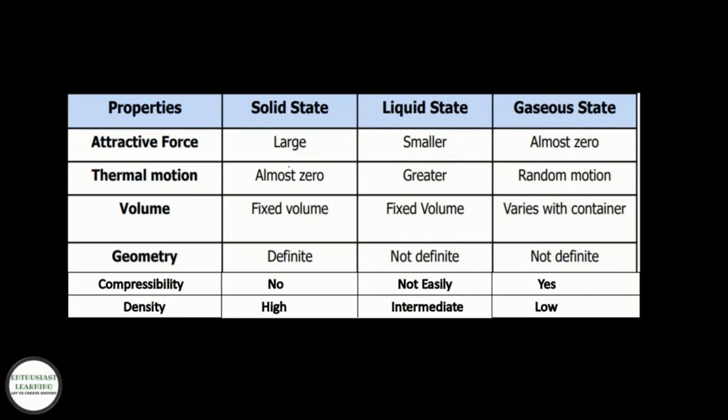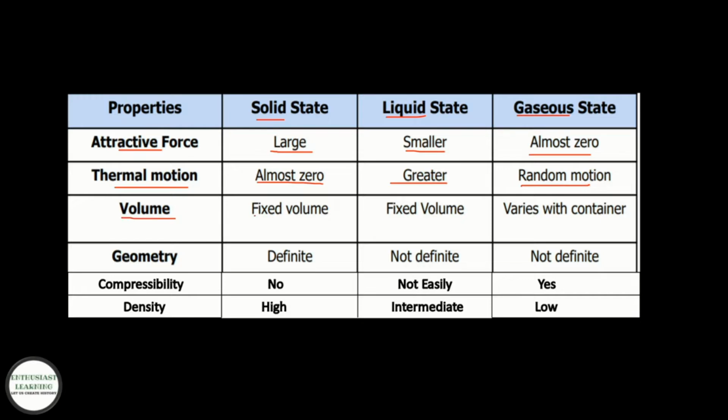As we know, there are three states: solid, liquid, and gas. We will differentiate the three based on some properties. First, attractive force. Solids have larger attractive force than liquids, and then gases have almost zero. Thermal motion: solids have zero thermal motion, liquids have greater than solids, and gases have random motion.